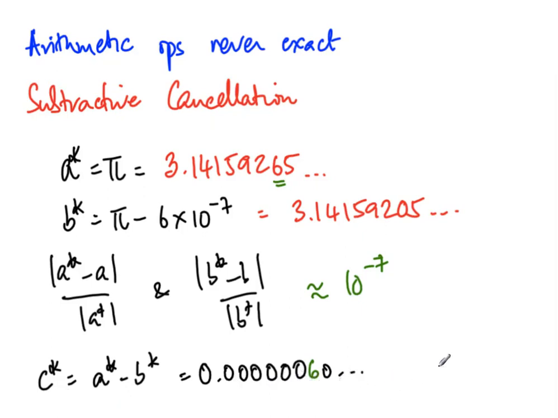And so in this case you can actually compute that c star minus c divided by c star is going to be something like 2/3. Right? So from 10 to the minus 7, the relative error has jumped to 2/3 because we took two values which are very close together and we subtracted them. So this is the problem of subtractive cancellation.